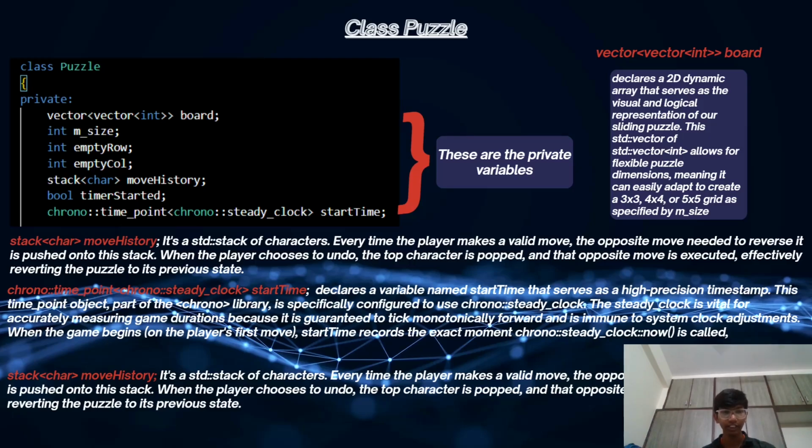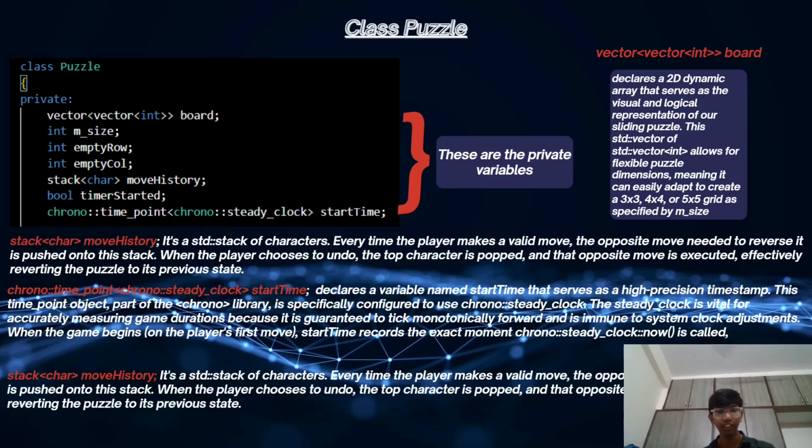Then we have the stack character move history. This is a complete engine for the undo feature. Every time you make a valid move, the code pushes the opposite move onto the stack. If you hit undo, the game just pops the last move from the stack and executes it, perfectly reversing the state.